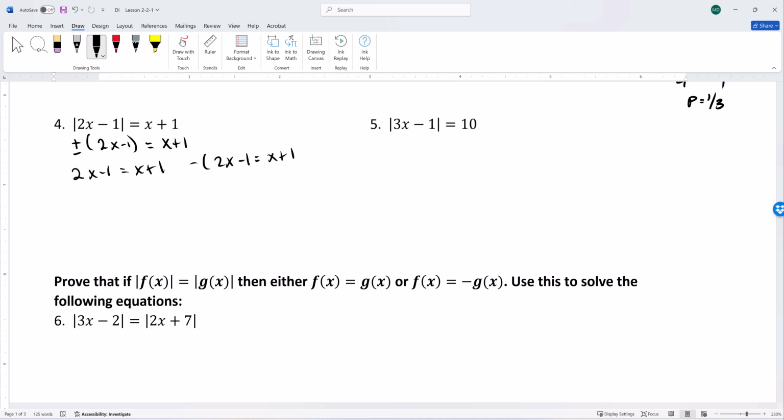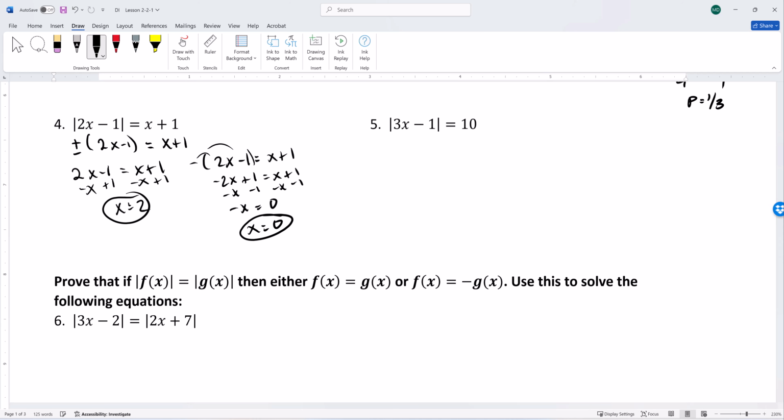So subtract 1, or subtract the x, add the 1. So you get x equals 2. And then now distribute the negative. So subtract the 1, subtract the x. So you get -x equals 0, so therefore x equals 0.